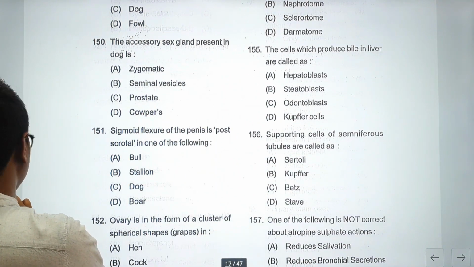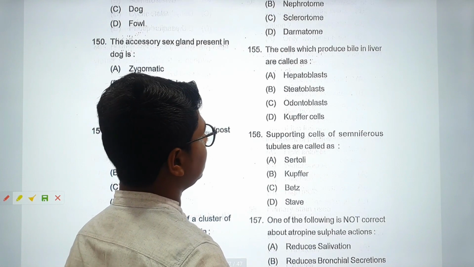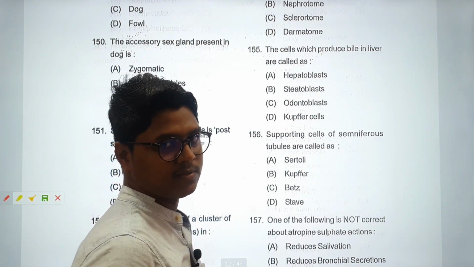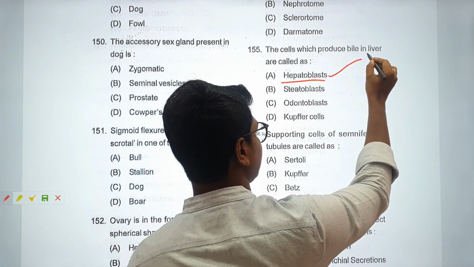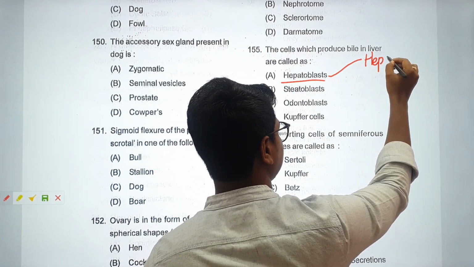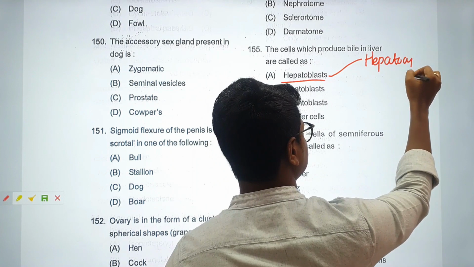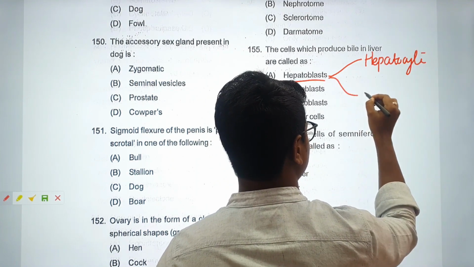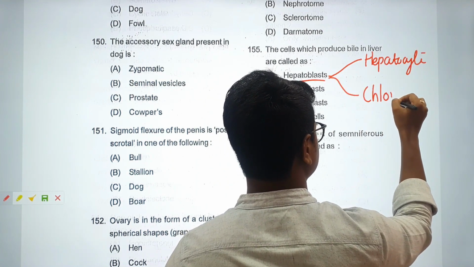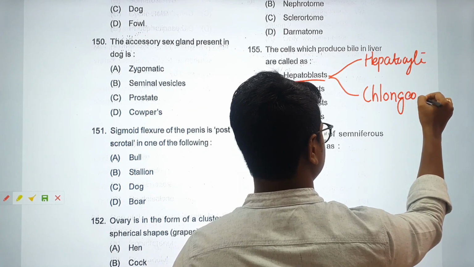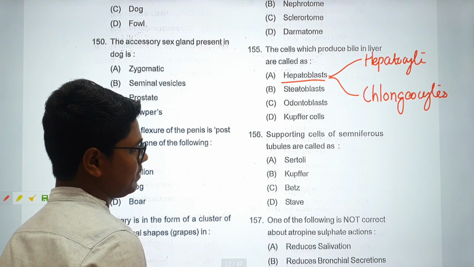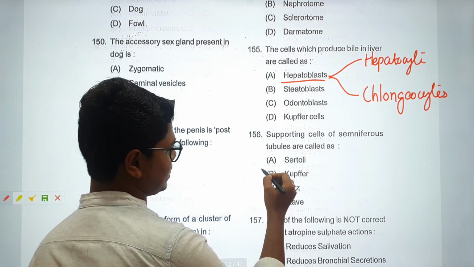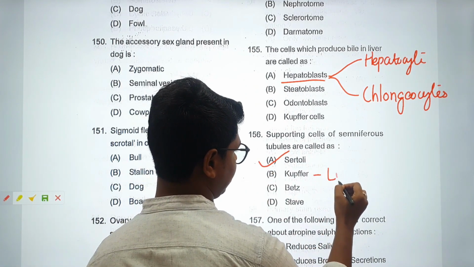155. The cells which produce bile in liver are called hepatocytes. The embryonic cells are hepatoblasts. They differentiate into hepatocytes, which produce bile, and cholangiocytes, which form the bile duct. Supporting cells of seminiferous tubules are called Sertoli cells. Kupffer cells are basically liver macrophages.